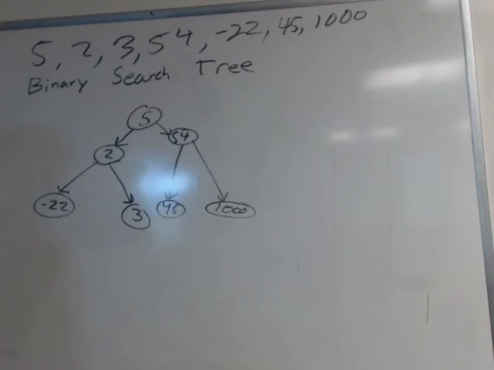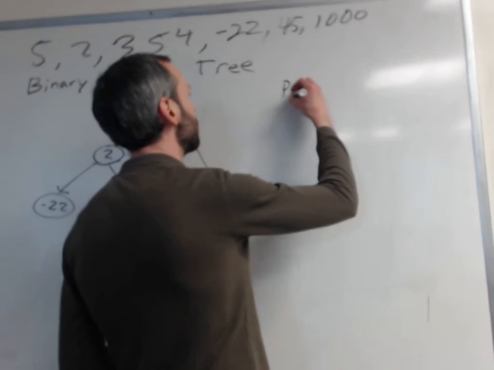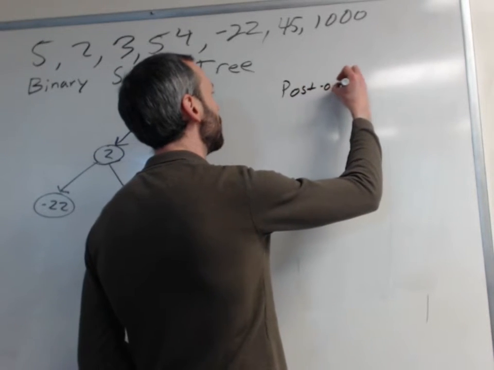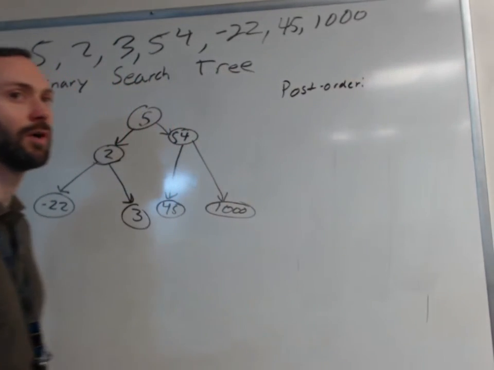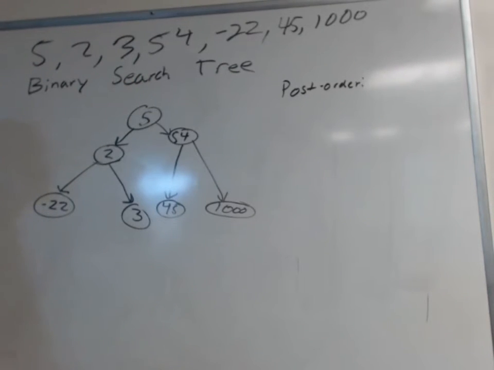So the question is, when do we print the numbers? After you visited all the children. Okay, so we could do it, and that's called post order, after you visit all the children. So what would be printed if we did it in post order?